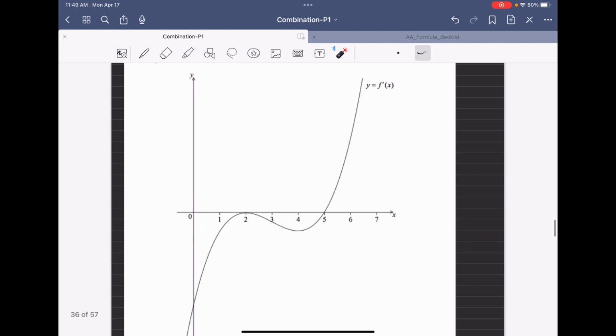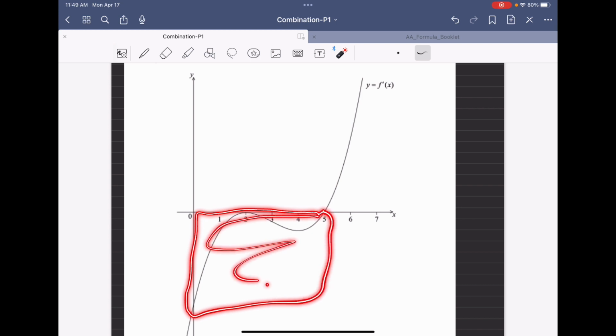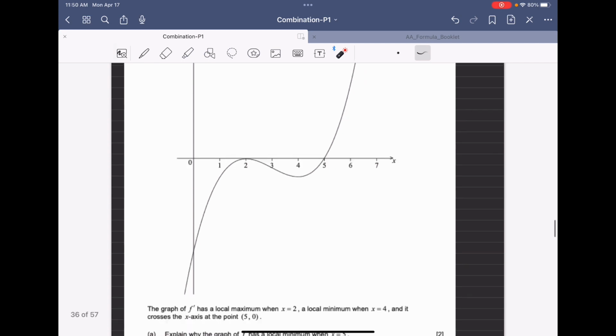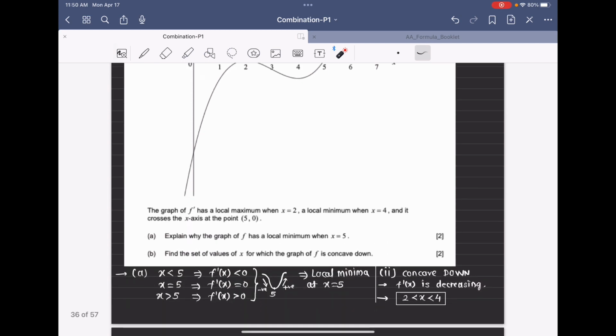When I say increasing function, it means f dash x is positive. Here it's an increasing function. Here also you can see an increasing function, but from 0 or less than 0 up to 5, the whole graph is below the x-axis, so f is decreasing. And after 5, the graph is increasing because it is above the x-axis, since f dash x is positive above the x-axis.